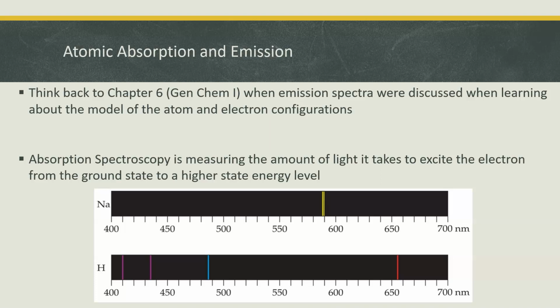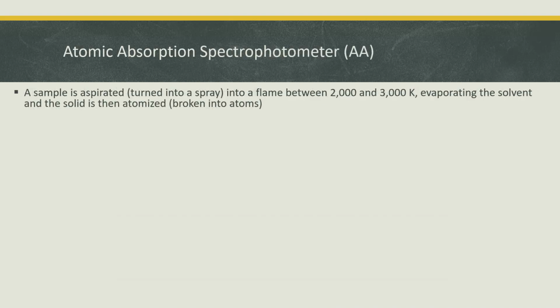When they relax back down is when they let off the light. When they're excited, that's when they absorb the light. So we're going to be using atomic absorption, which means we're measuring the light that it absorbs for the electron to go from the first energy level to the second energy level, or the first energy level to the third energy level, not the emission, which is the colors that come out. So that will happen, but we're focused on the energy that it absorbs.